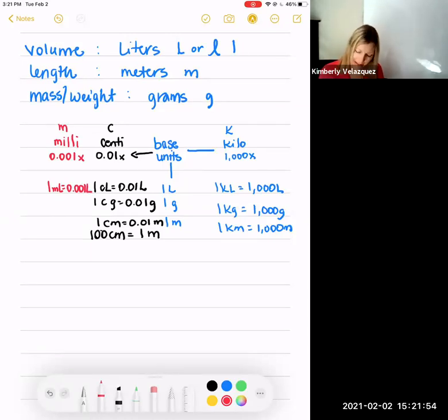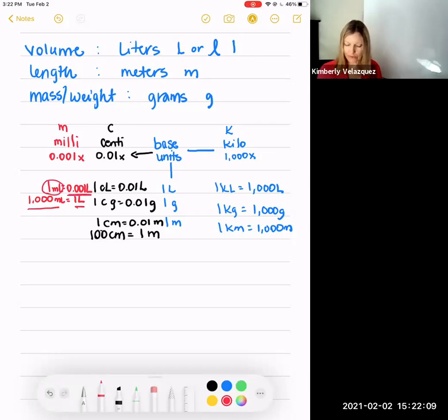The other way we could say that is it takes 1,000 milliliters to equal 1 liter. Those are saying the same thing. So in other words, it takes 1,000 of the small ones to equal the whole. So each of the small ones is 1/1000th of the bigger one.